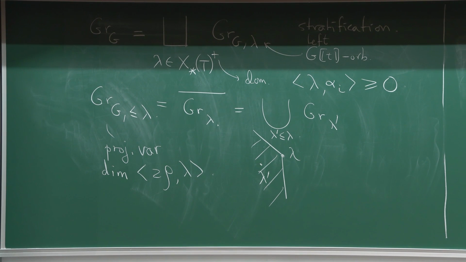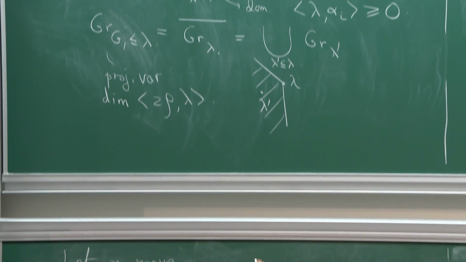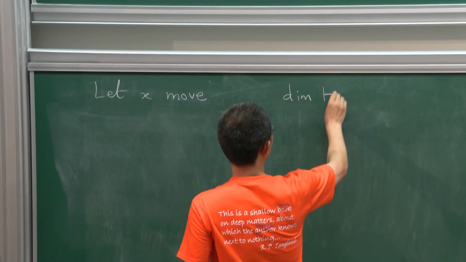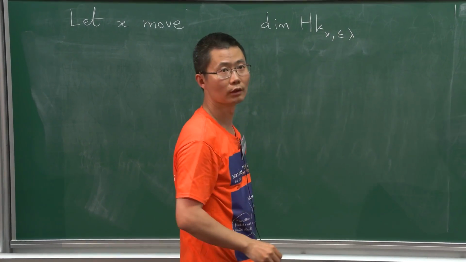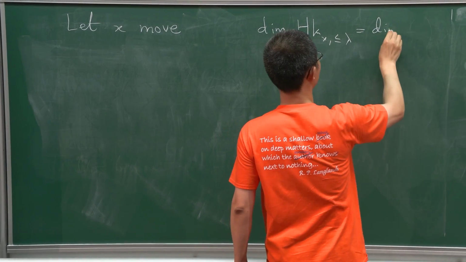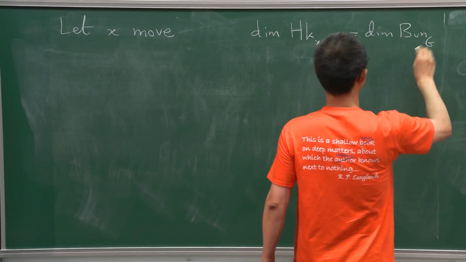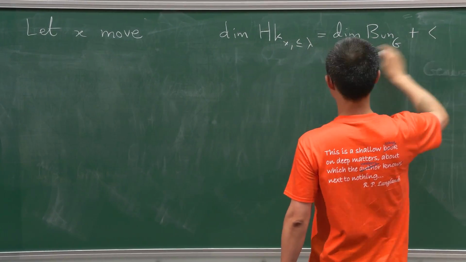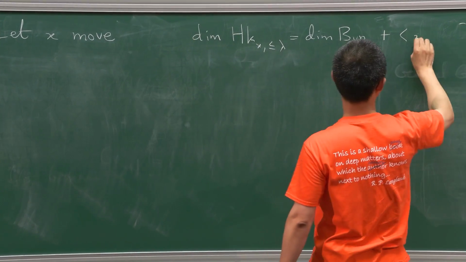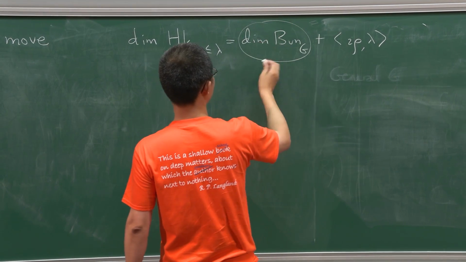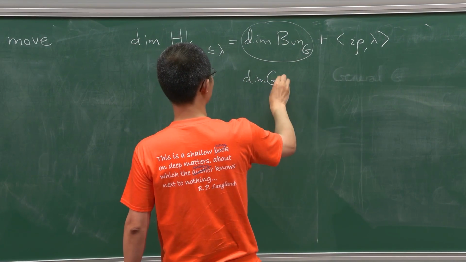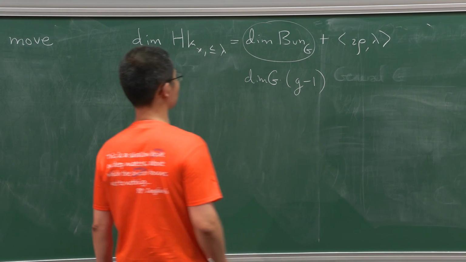Oh, the dimension of the Hecke stack. So you want to know the dimension of Hecke_x less than or equal to lambda. So this is the dimension of Bun_G plus that extra dimension coming from Gr_lambda. And this is also very concrete. It's the dimension of G times the genus of the curve minus 1.